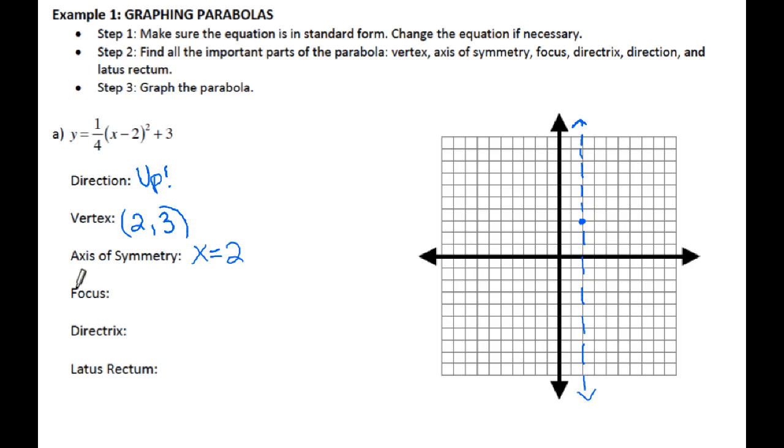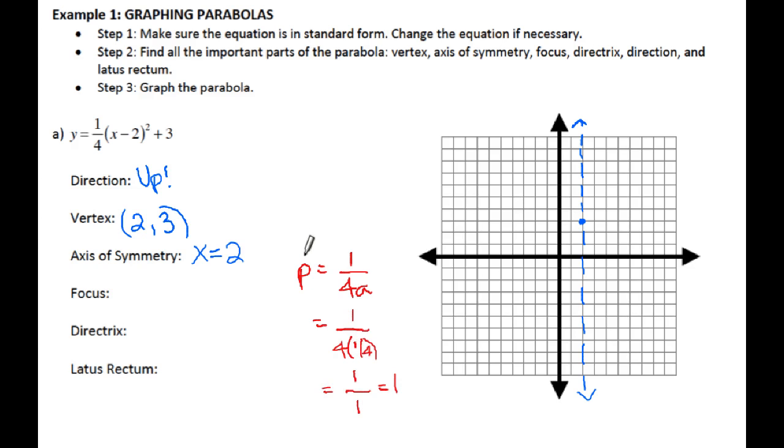Okay, now whenever you're trying to figure out the focus or the directrix, you need to find the value P. P is 1 over 4a, and a is the number in front of the parenthesis. So in this case, a is 1/4. Now you have a fraction and a fraction, which looks kind of goofy, but go ahead and simplify what's underneath in the denominator first. Makes it a little simpler. So I have 1 over 4 times 1/4, which is just 1. So my value of P is going to be 1 unit.